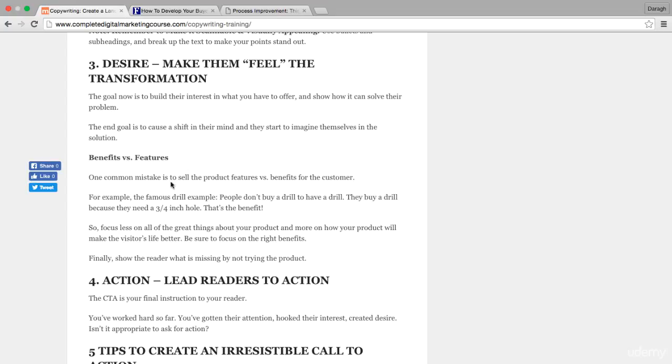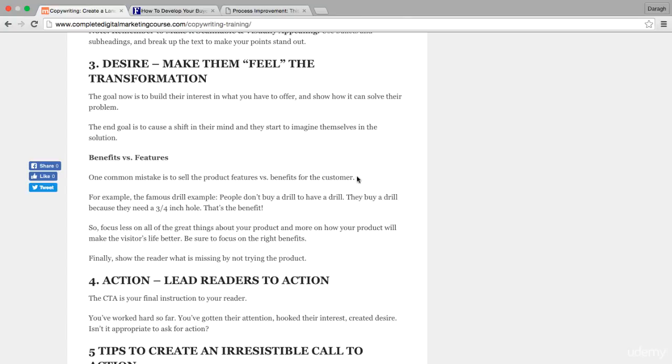And what you want to do is really build interest for your solution and show how it can really solve their problem. The end goal is to really cause a shift in their mind and get them to start imagining themselves in your solution. And I think one common mistake when you're trying to make them feel the transformation is to sell the product features rather than the benefits for the customer.